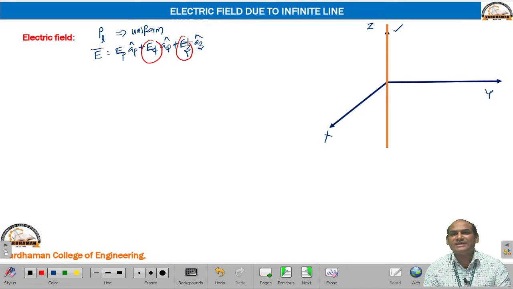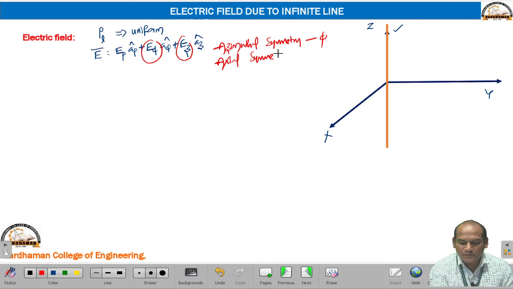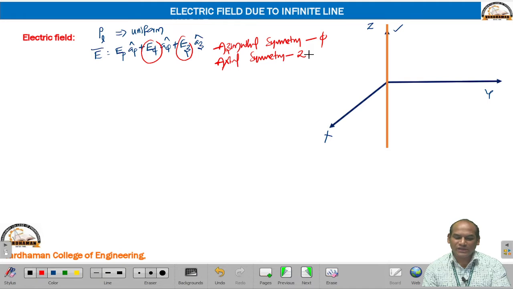That means it follows azimuthal symmetry because of phi, and because of z we can tell axial symmetry. So here two things are there. One is azimuthal symmetry in case of phi and axial symmetry in case of z. So we can tell there is no E phi component, there is no Ez component in the electric field of this particular infinite line charge.